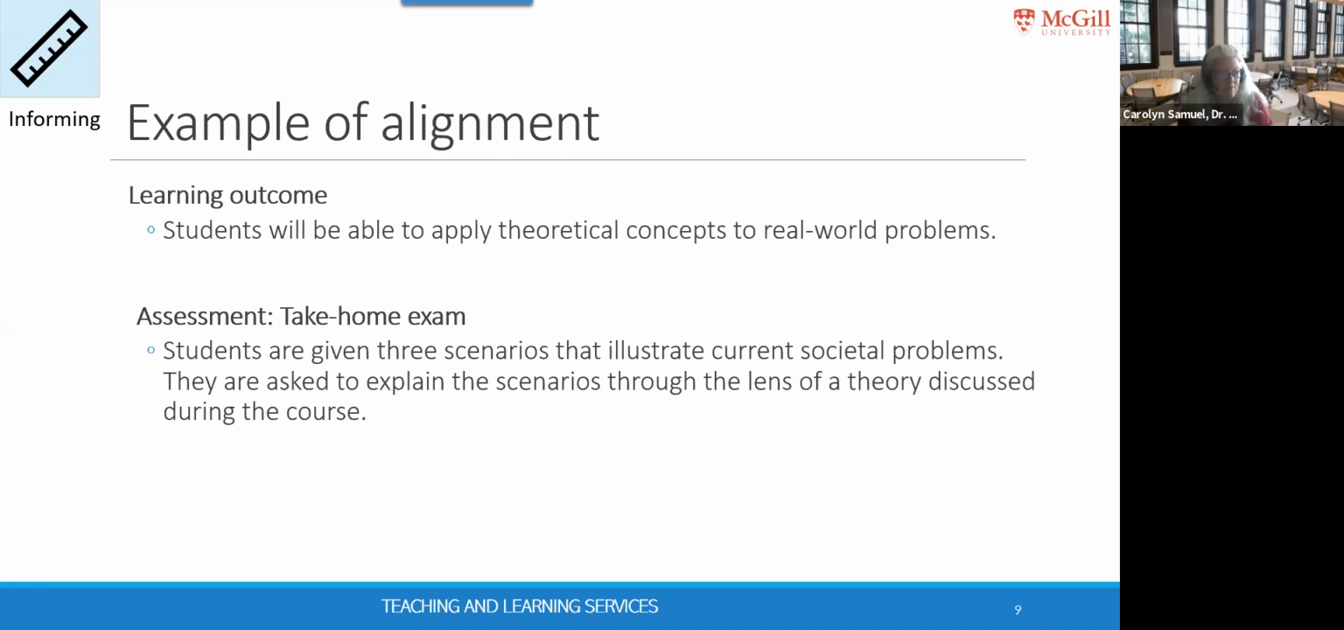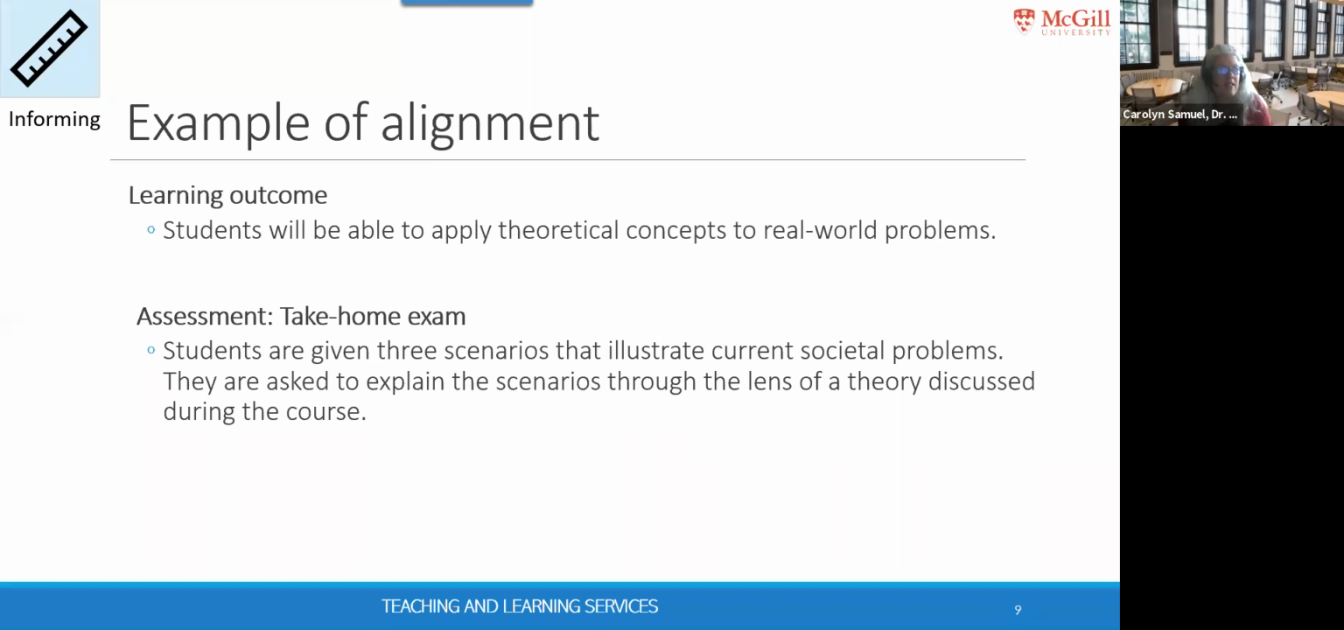We see a match with some of the language for sure. But what students are being asked to do is really what the outcome says. So they're being asked to apply their knowledge, and by explaining the scenarios through the lens of theory discussed during the course, that is application of knowledge. So this is an example of a close correspondence between the outcome and the assessment, which is the take-home exam.